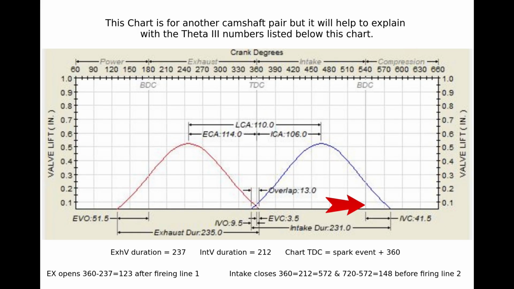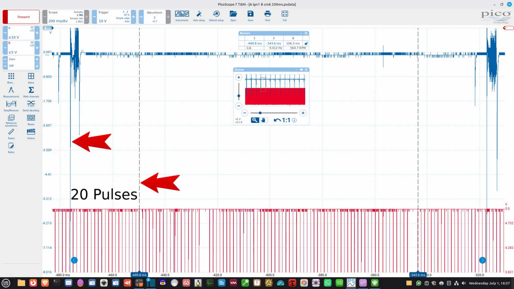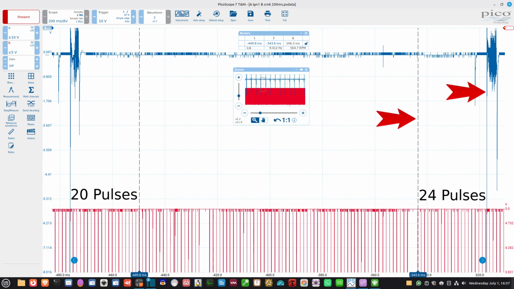Here on the waveforms, we can see the first firing line pointed by the left arrow and the exhaust cam opening time on the right arrow. And on the other end, we have the second firing line on the right arrow, and we have the intake closing time on the left arrow. These time units can be counted by counting the pulses. The pulses are 6 degrees each.